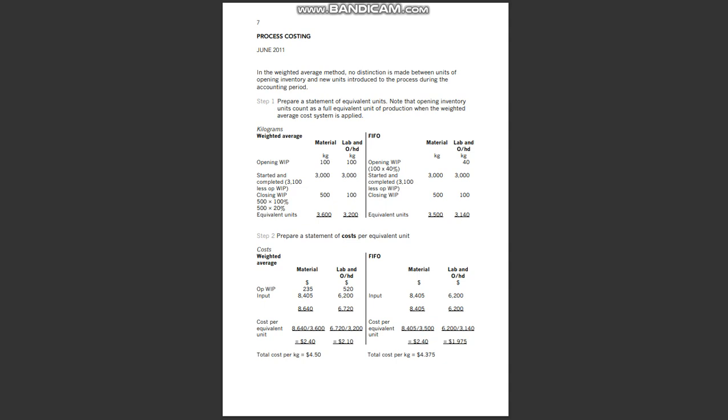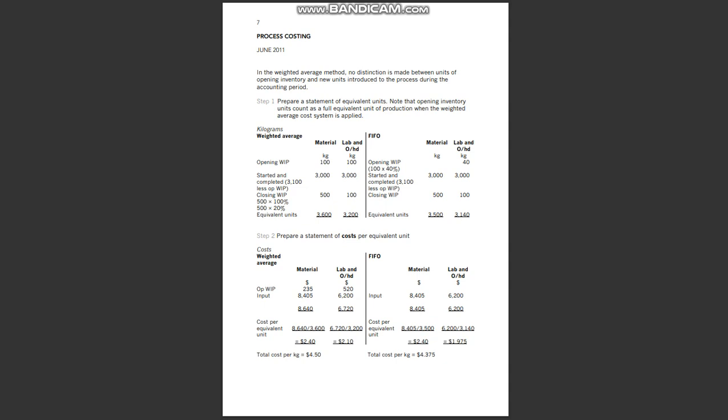That is the weighted average method. But in the FIFO method, first in first out, the opening work in process is 100 multiplied by 40%, as the 40% is mentioned in the question. Therefore, opening work in process material is 0 because it is 100% complete, and the labor and overhead left is 60%, because the total is 100% and we consumed 40%. Started and completed is 3100 less the opening work in process.